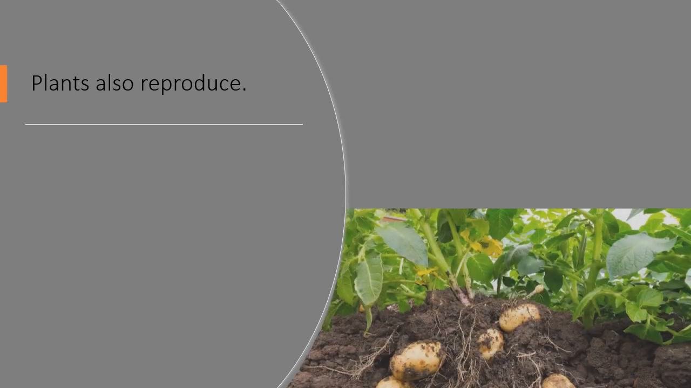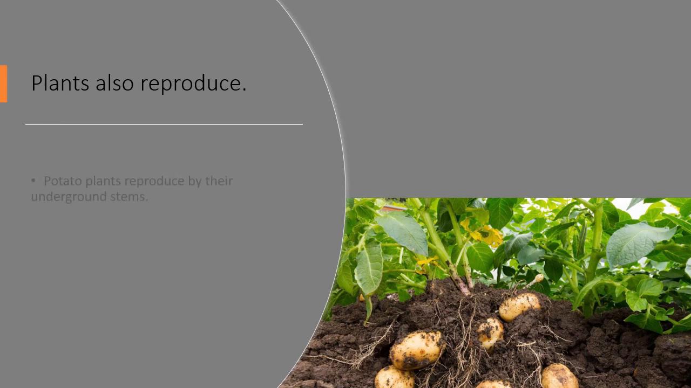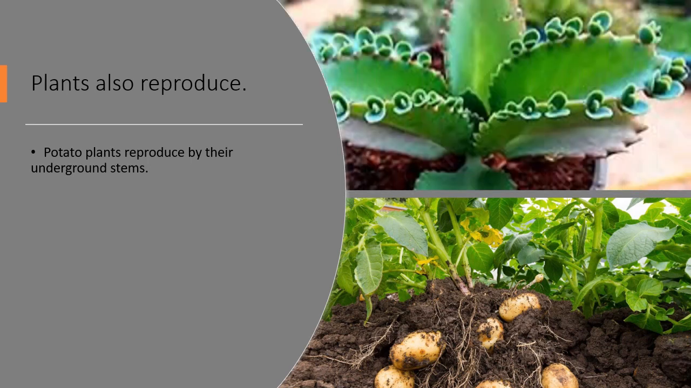Look at the picture. This is a picture of the tomato plants. They reproduce by using their underground stem. So the underground stem will grow into a new plant. And this is a picture of a bryophyllum plant. It reproduces by using its leaves. Look at the age of the leaves. It's ready to become a new plant.